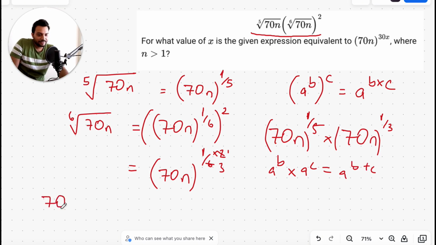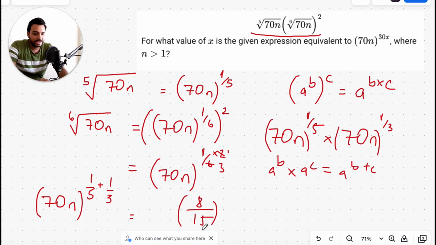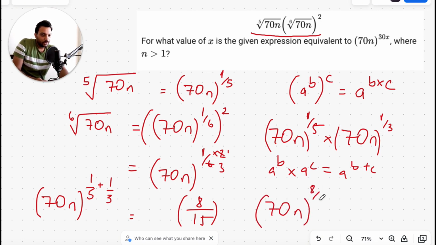So a here is 70n, raised to the power 1/5 plus 1/3. The powers get added. This is going to be simple fraction addition. So 15 is the common denominator. 5 times 3, 3 times 5. 5 plus 3 is 8. So 70n raised to the power 8/15. This is what we got.